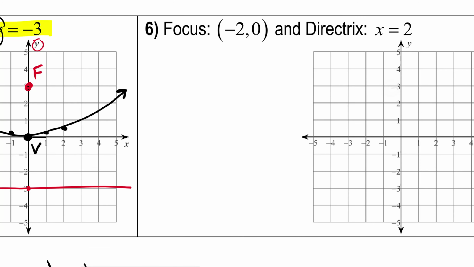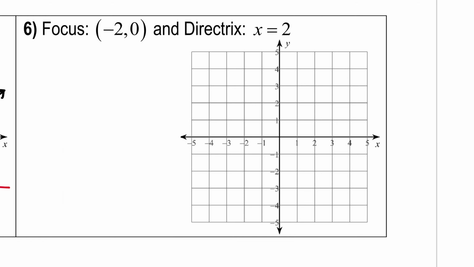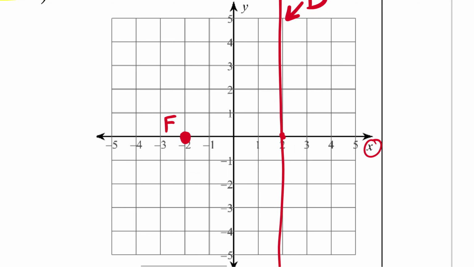So let's move on over to number 6. Again, I have two things that I want to graph. My focus is my point, my directrix is my line. So I'm going to go ahead and plot -2, 0. There's my focus. My line is x equals 2, so I'm going to stay on the x-axis, go to 2 and then do a vertical line. And that's my directrix. Again, I already know my parabola is going to open away from my directrix, and so I just have to find what's halfway in between to get my vertex.